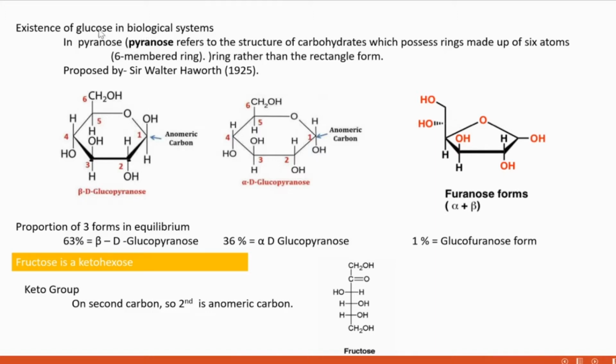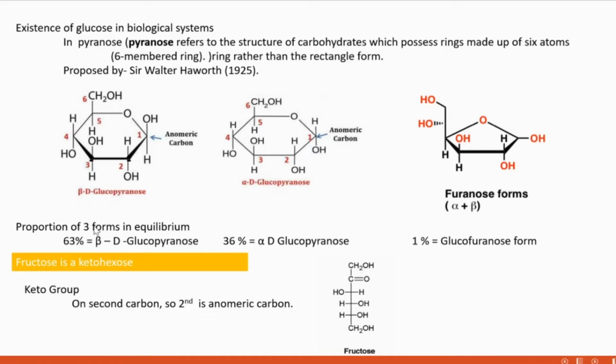Then in biological systems, usually glucose exists in pyranose form. Pyranose form means it is a perfect ring with 6 carbons. In this form most of the glucose exists in the biological system, rather than the rectangle form proposed by Fischer. And this pyranose form was proposed by Sir Walter Haworth in 1925. These two are pyranose forms, a 6 carbon perfect ring. This is the beta form and this is the alpha form.